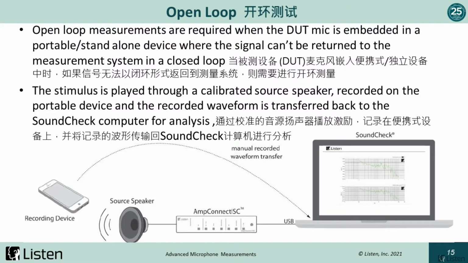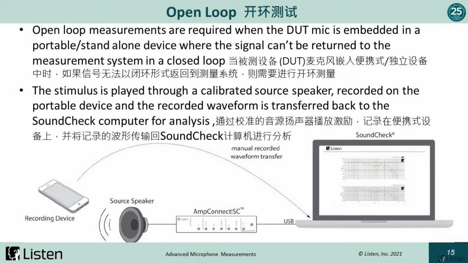So the procedure here, the process is that the stimulus is played through a calibrated source speaker. It's recorded on the portable device, and then the recorded waveform is transferred back to the SoundCheck computer for analysis. And here's a little schematic of how this might work. We have our recording device over here, our source speaker, and our amp connect. And so the signal comes out of the source speaker, recorded on the device, and then transferred somehow back to SoundCheck.